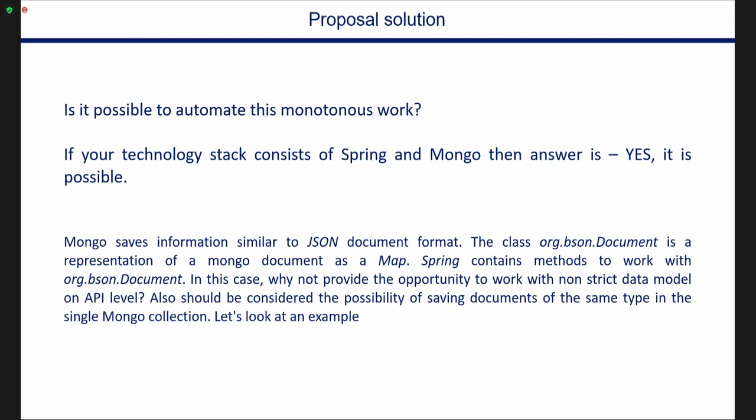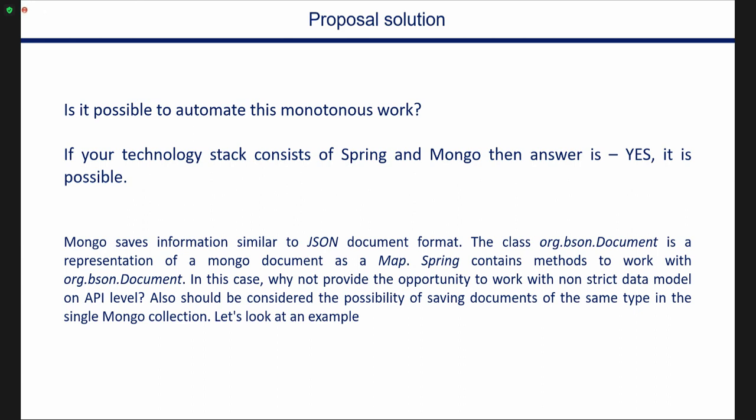Yes, there is one tricky moment. If we provide access to the document on the API level, then we will build a dependency to the persistence level. So we will depend on Mongo. But sometimes maybe it makes sense, because if you are sure that your database will not be changed, then instead of writing a huge amount of CRUD functionality, maybe it's just better to get access to the document on the API level.